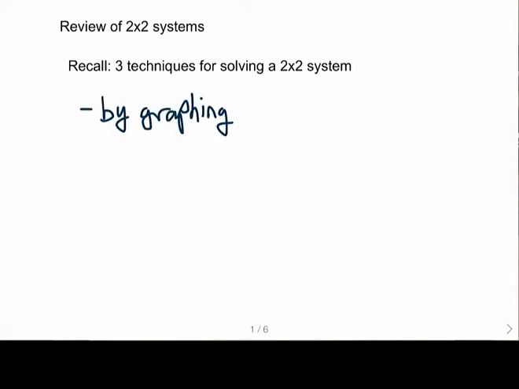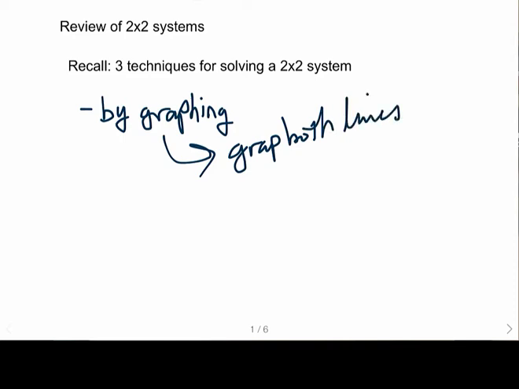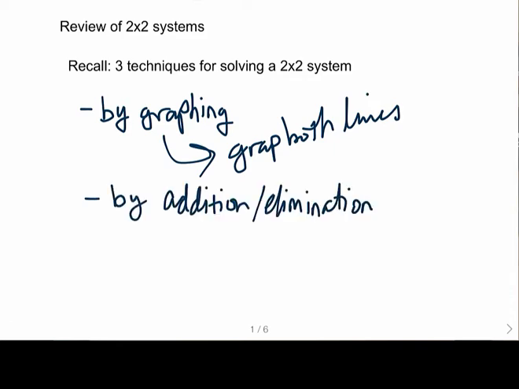We can solve by graphing, and that starts with graphing both lines and writing down the point where they intersect. We can solve by addition or elimination, where you add equations together, maybe after multiplying by a constant, to eliminate a variable. And we can solve by substitution, where you solve for one variable and then substitute that variable in the other equation. Since this is just review, that's all the background you get. We're going to jump in.